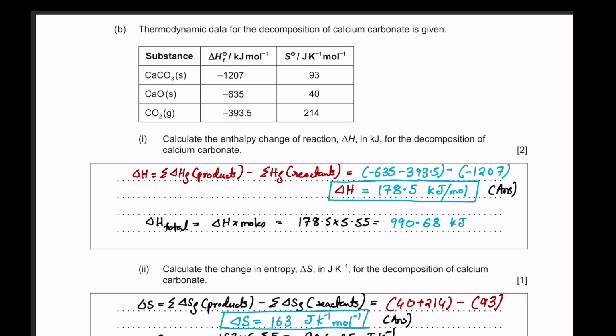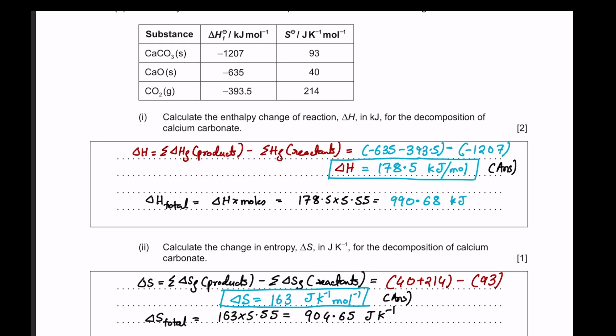Now to find the total entropy, we have to multiply this delta S with the total number of moles. So 163 times 5.55, we get 904.65 joule per kelvin. And that's the final answer to this part.